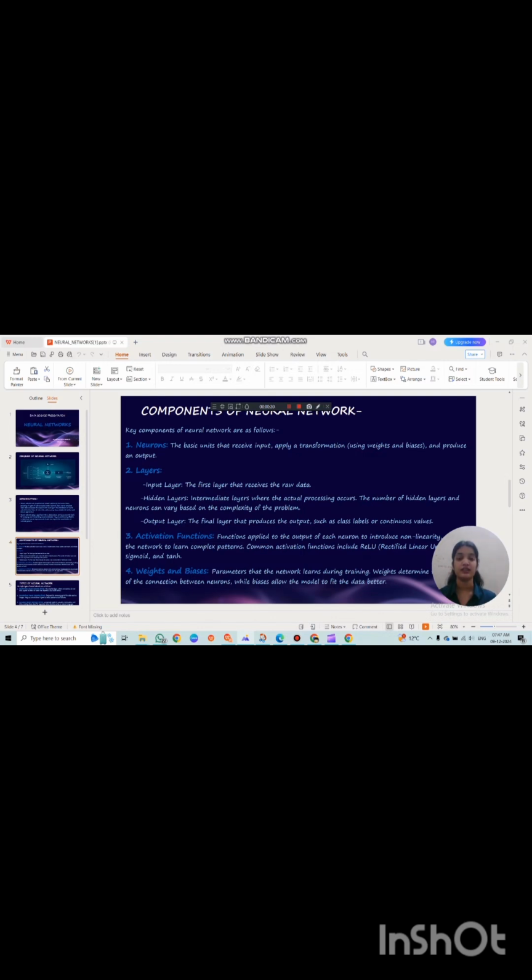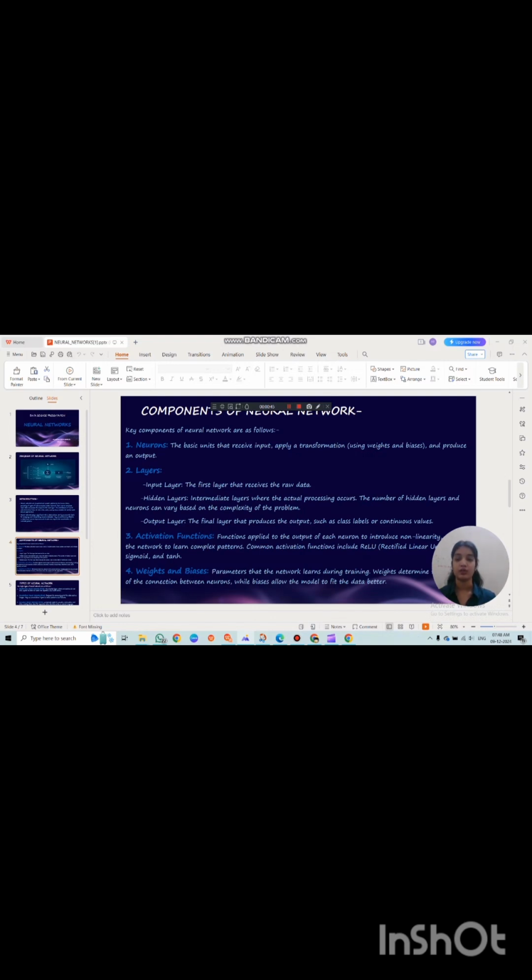The first layer that receives the raw data is known as the input layer. The intermediate layer where the actual processing occurs is known as the hidden layer. Also, the number of hidden layers and neurons can vary based on the complexity of the problem. The final layer that produces the output, such as class labels or continuous values, is known as the output layer.